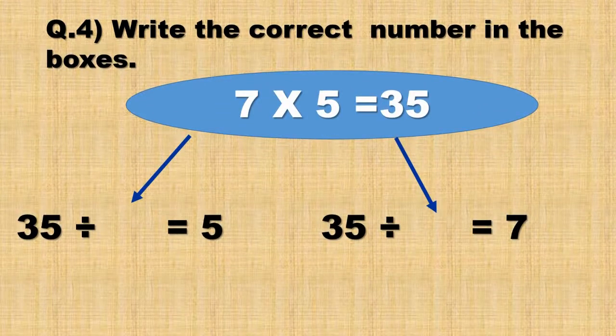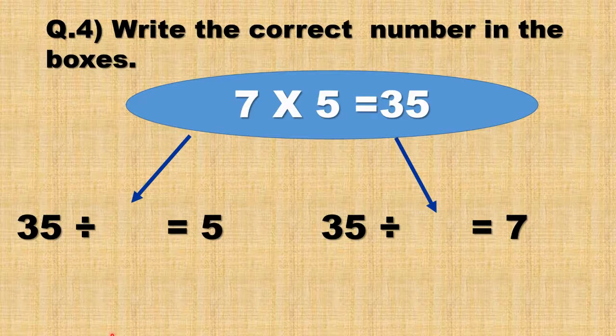Now question number 4. Write the correct number in the boxes. Students, listen carefully here. Multiplication and division are inverse operations. For every multiplication fact, we have two division facts. So 7 multiplied by 5 is equal to 35. We have to divide the product which we got in multiplication by both multiplication facts. So students, look here, 35 divided.